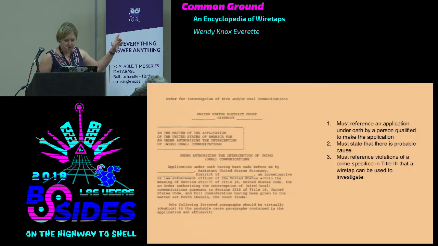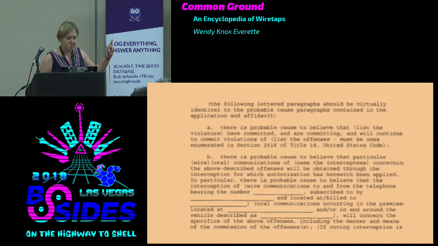And I think this is on the next page. We have to state this probable cause for the specific crime mentioned in Title III that the wiretap can be used to investigate. I believe so. Yes, there's probable cause to believe that. And then you have to state the people who you're investigating, who are the targets of the subject, have committed, are committing, and will continue to commit.